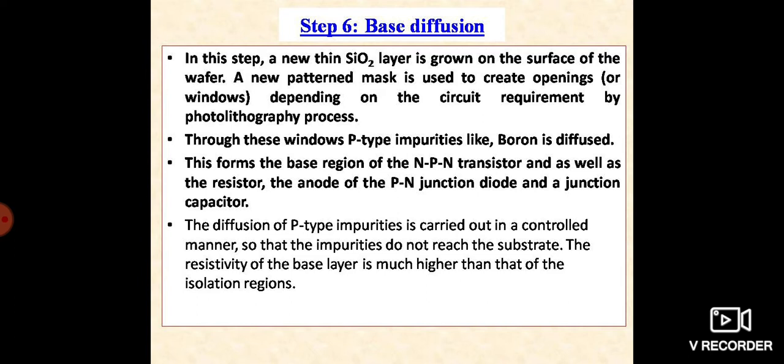As you know, generally the thickness of the base layer of a discrete transistor also is kept thin, and the doping concentration of the base layer is kept low. That is, here also the resistivity of the base layer is kept high, okay, because it is comparatively lightly doped than the emitter and collector regions.